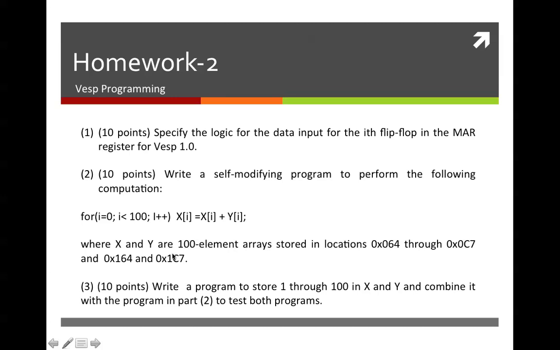Now, actually what I'm saying here is that you also want to write a program. This is what I'm asking you to do: store the numbers 1 through 100 in X and Y, and then combine this second program with the one you've written in the second problem to test both your programs. I don't want you to write 100 load instructions, just write a loop where you can increment something and then store it into these consecutive locations. So I'm trying to simplify your work here.